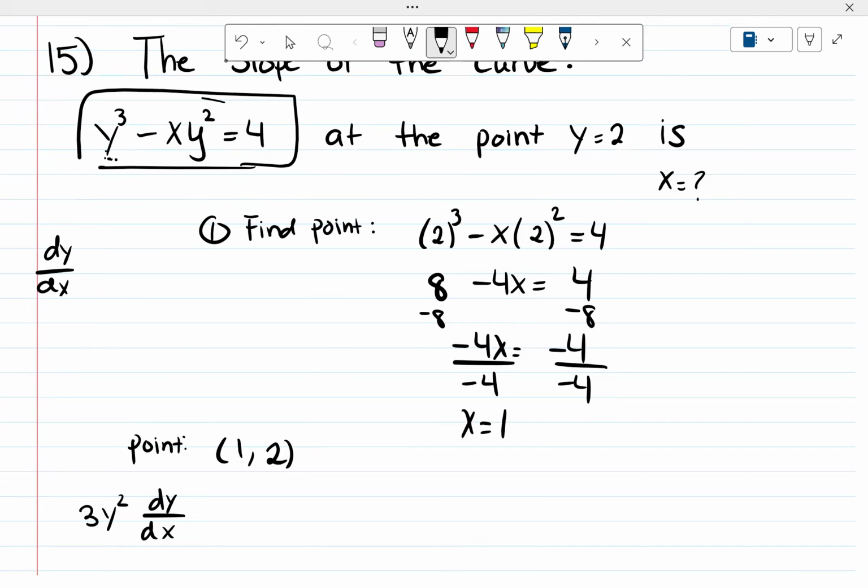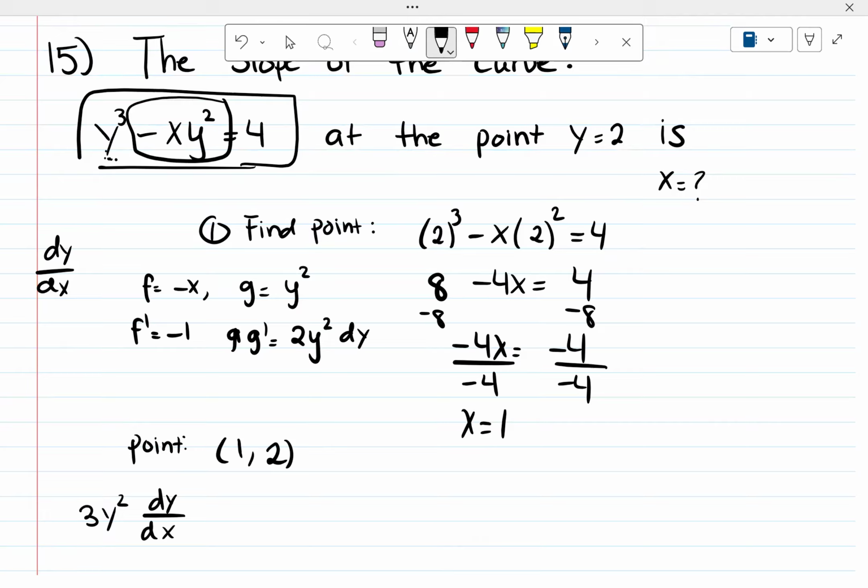What about this middle term? How do we take the derivative of that? Unfortunately, we'll have to use the product rule because they're squished. If you use the product rule, your f is like negative x and your g is y squared, right? So f prime is negative 1, and then g prime is 2y dy dx, right?